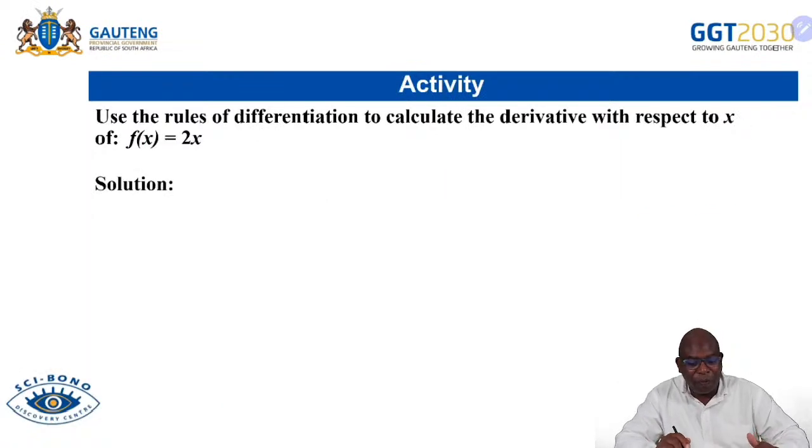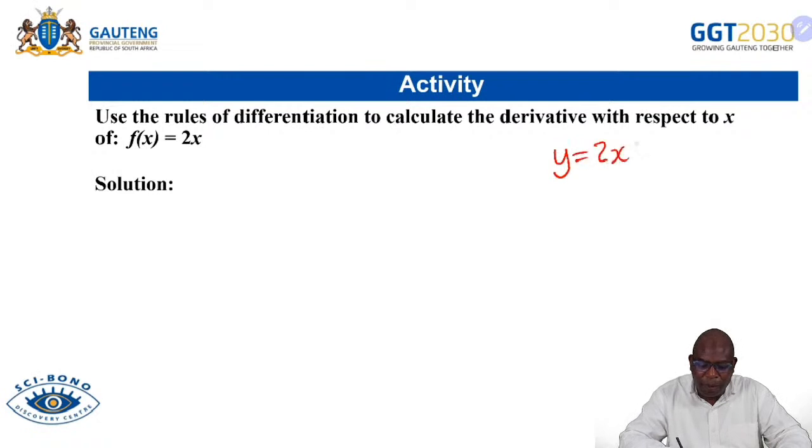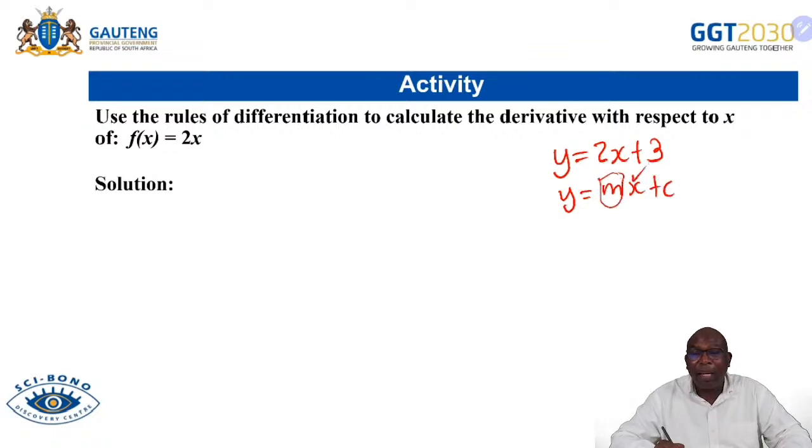I hope you all remember the ones that we started with, which we did using the first principle. Now, let's calculate the derivative. I'm just going to make an example. If I've got y equals 2x plus 3, what is the gradient of this line? It's a straight line. Remember, we have y equals mx plus c, and the gradient is the number next to the x. So the gradient here will be 2.